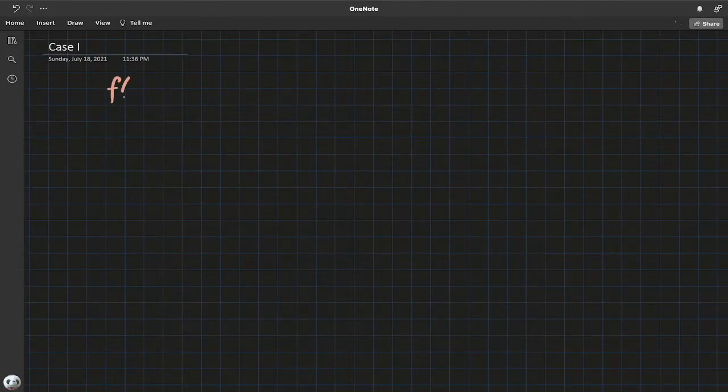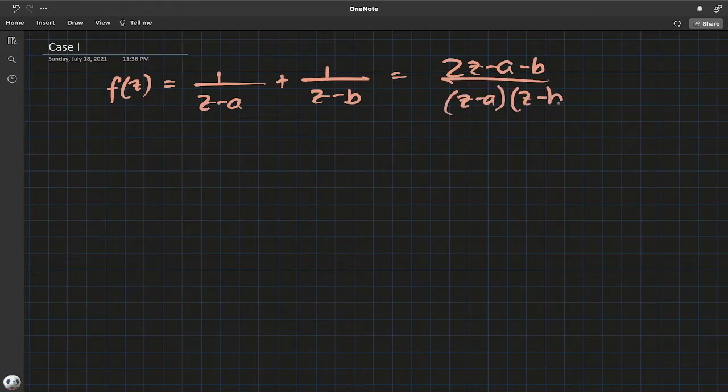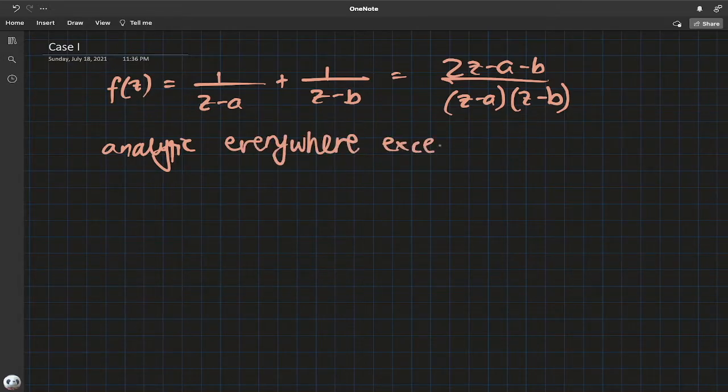Consider this function f of z is 1 over z minus a plus 1 over z minus b, which we can take a common denominator to get z minus a, z minus b, and that numerator. Well, notice that it is analytic everywhere except at points z equals a and z equals b. Okay, so what are we going to do? Well, we can plot it out.